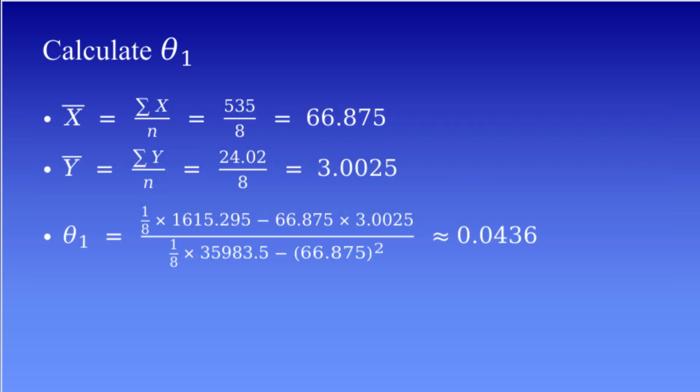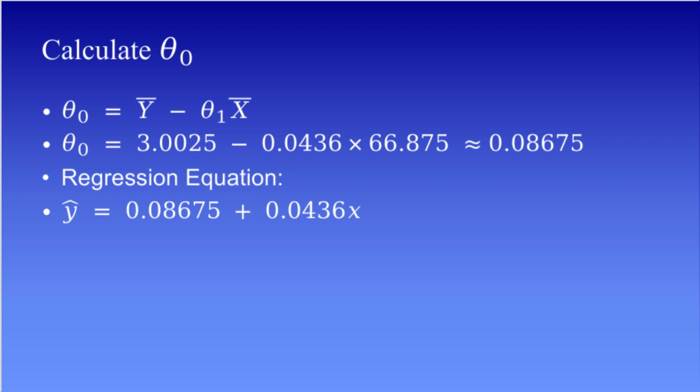After that, we find the values of x bar and y bar. X bar equals summation of x divided by n, where n is the number of entries in the dataset. Once all the values of summation of xy, x bar, y bar and summation of x square are calculated, we calculate theta 1. After that, we calculate theta 0 by using the formula y bar minus theta 1 x bar. This means that theta 0 cannot be calculated before theta 1. For this example, theta 0 is approximately 0.086 and theta 1 is approximately 0.04.